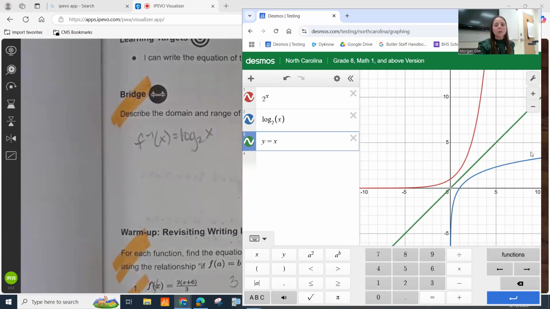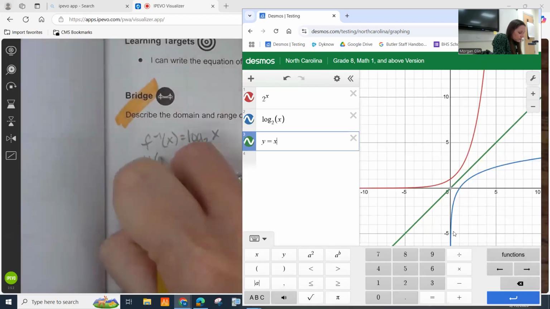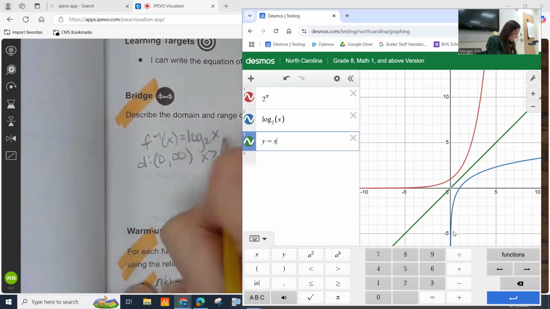Well, let's talk about the domain and range here. Do you see that my x values aren't going past this y-axis? So my x's aren't ever going to be negative. Now, this goes all the way down here. But just like the other graph on the x-axis, it never touched it. This isn't ever going to touch the y-axis. So our domain of this one is going to run from 0 to infinity, or x is greater than 0.